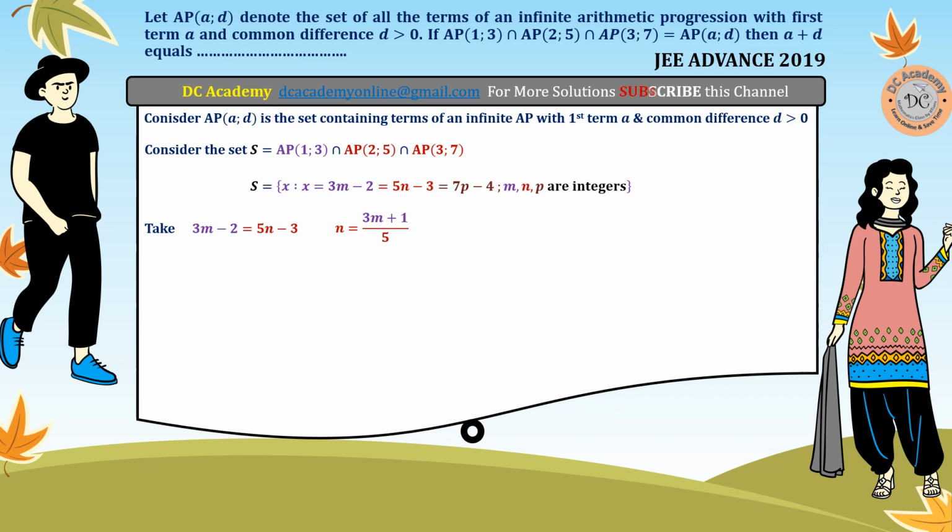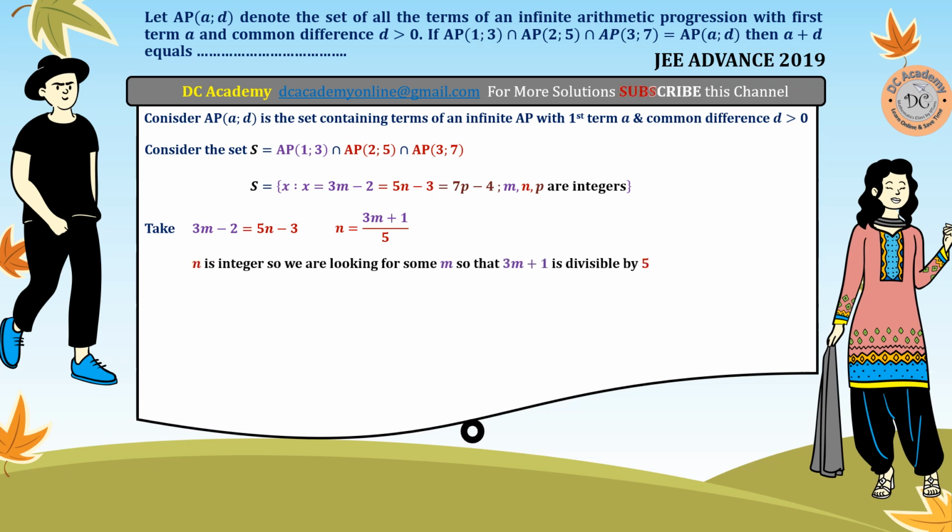So therefore, as n is an integer, we need to find some positive integer m such that 3m plus 1 is divisible by 5. Then only n will be an integer, right?